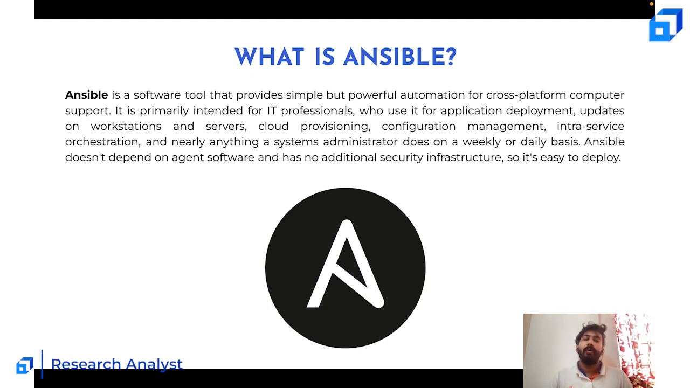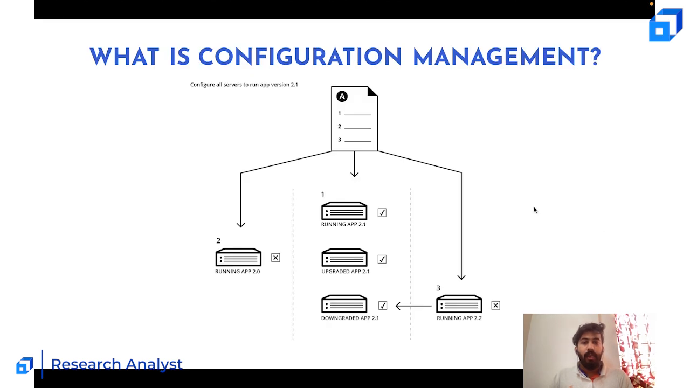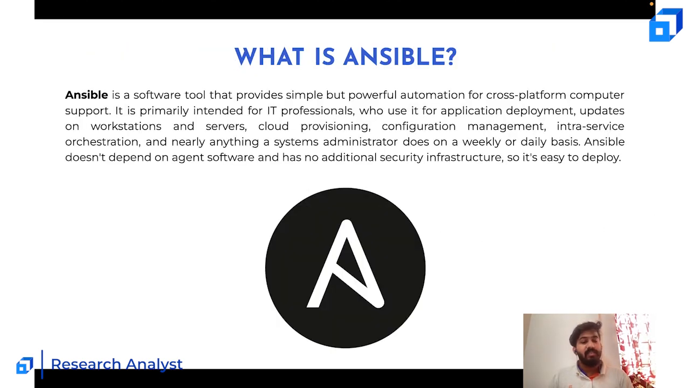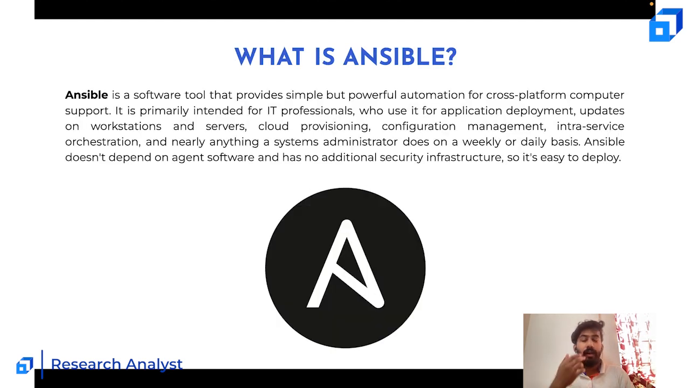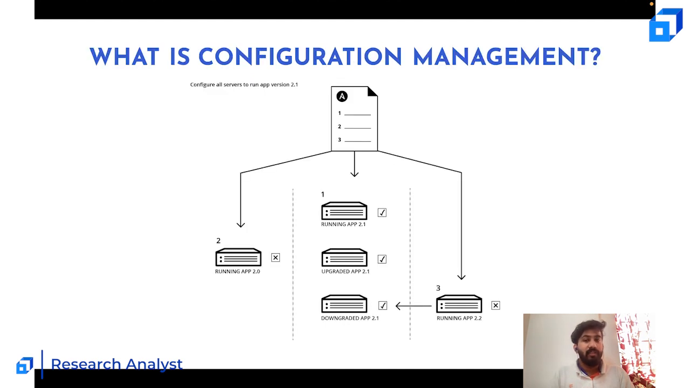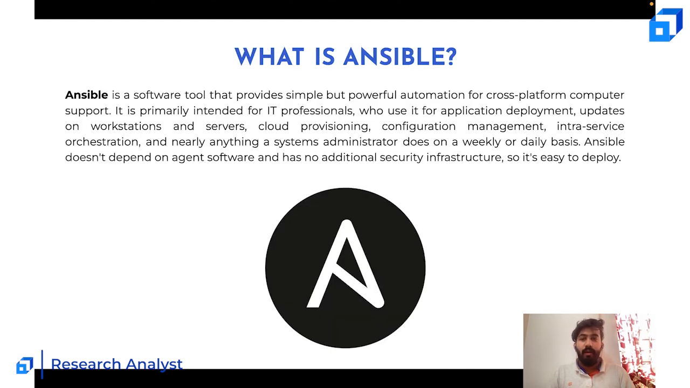Let me just sum this up easily. So application deployment. Let's say that's what we saw here, right? You can deploy an application using a configuration file. Updates on workstations and servers. Same thing, instead of upgrading or downgrading an app version, if it's just commands of updating and running updates and installing certain software, that could also be in this particular file, and that could be sent to the servers and it will install whatever is required, right?